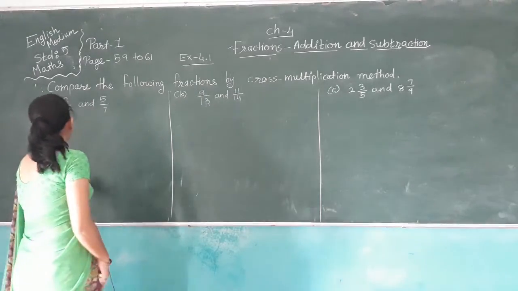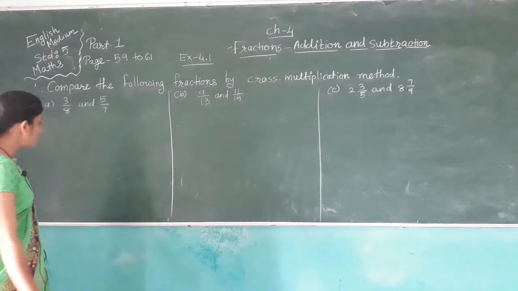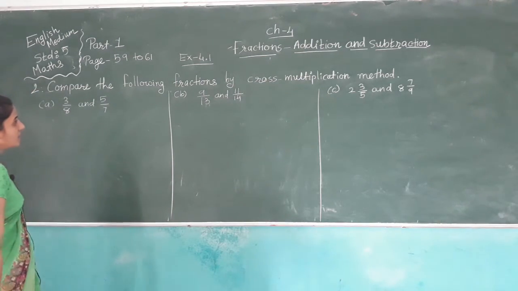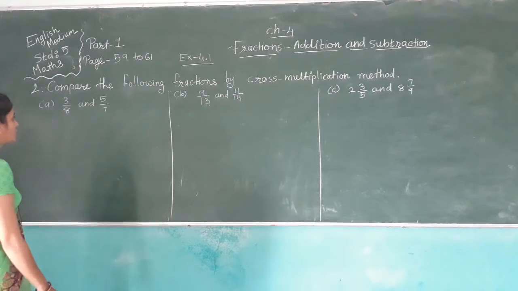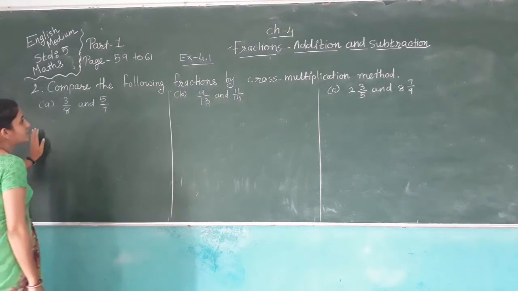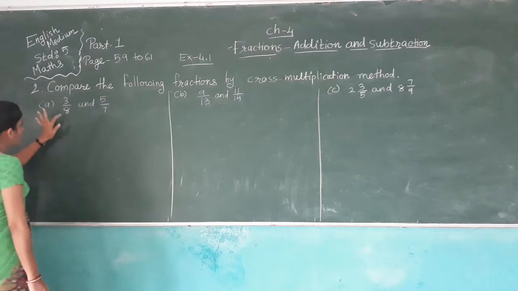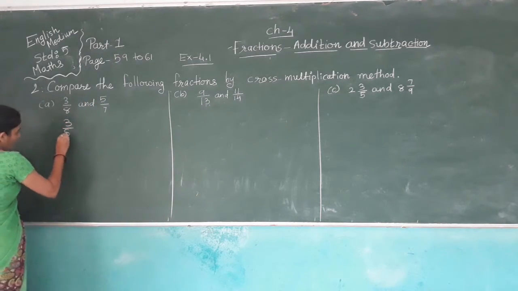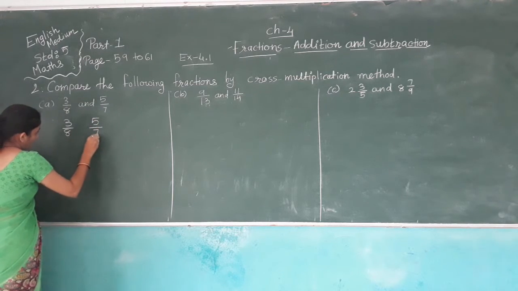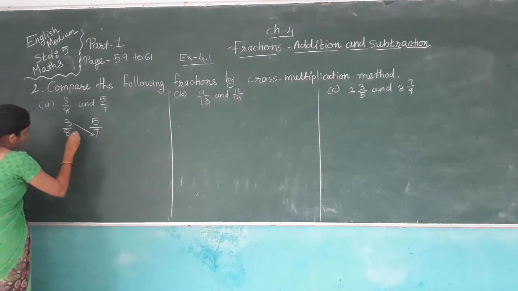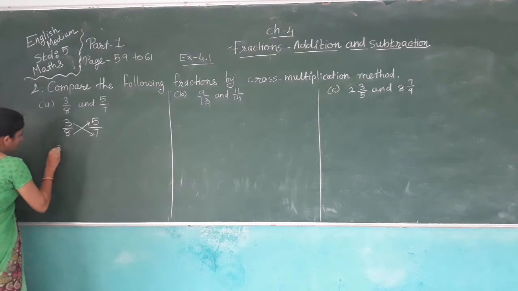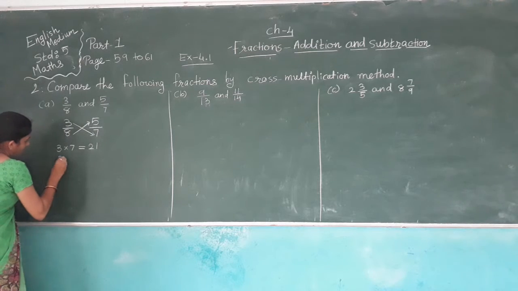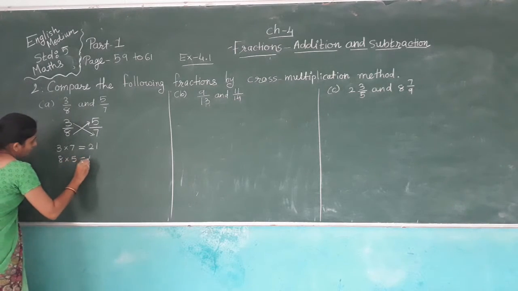Now next one, question number 2. Compare the following fractions by the cross multiplication method. Here 3 out of 8 and 5 out of 7. Cross multiplication, you multiply across. So 3 multiplied by 7 is 21 and 8 multiplied by 5 is equal to 40.